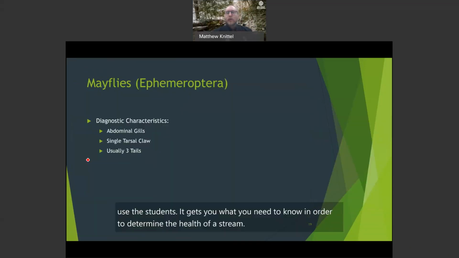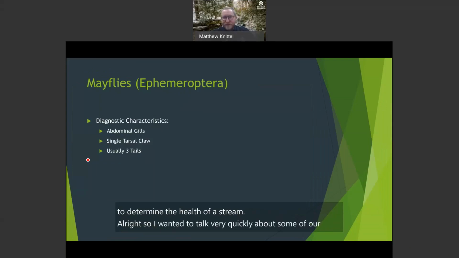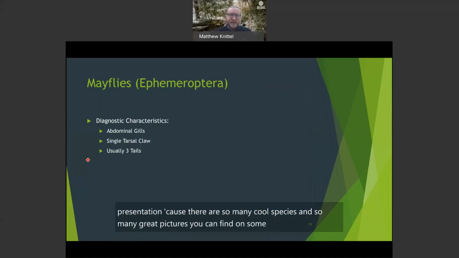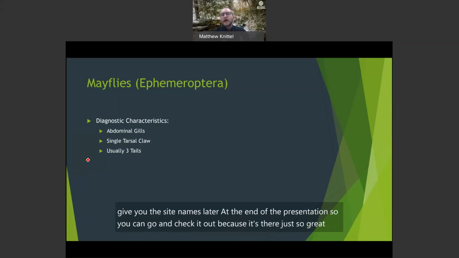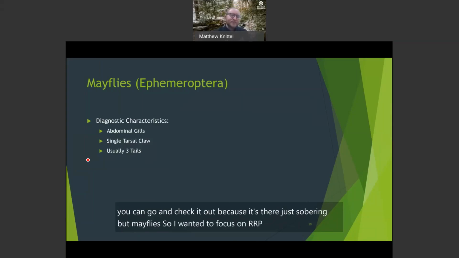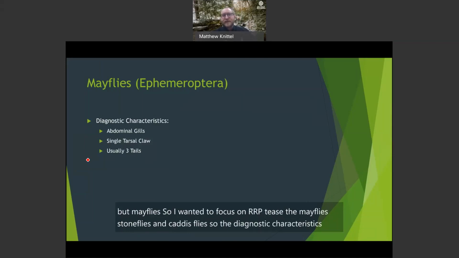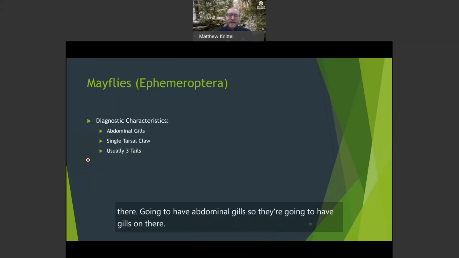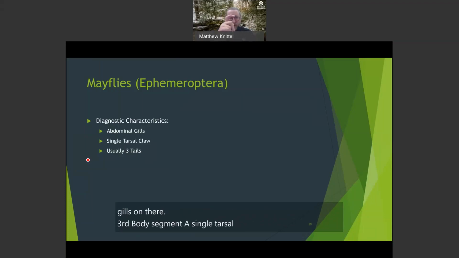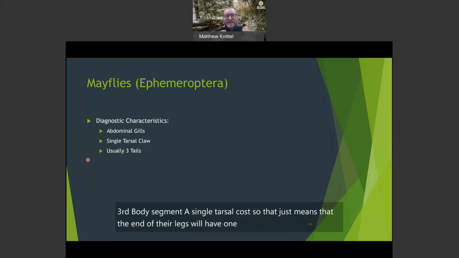All right. So I wanted to talk very quickly about some of our species. This was the hardest part for me to make this presentation because there are so many cool species and so many great pictures you can find on some websites, which I'll give you the site names for at the end of the presentation, so you can go and check it out because they're just so great. But mayflies. So I wanted to focus on our EPTs, the mayflies, stoneflies, and caddisflies. So the diagnostic characteristics are they're going to have abdominal gills, so they're going to have gills on their third body segment, a single tarsal claw, so that just means at the end of their legs they'll have one little claw, and they usually have 3 tails.